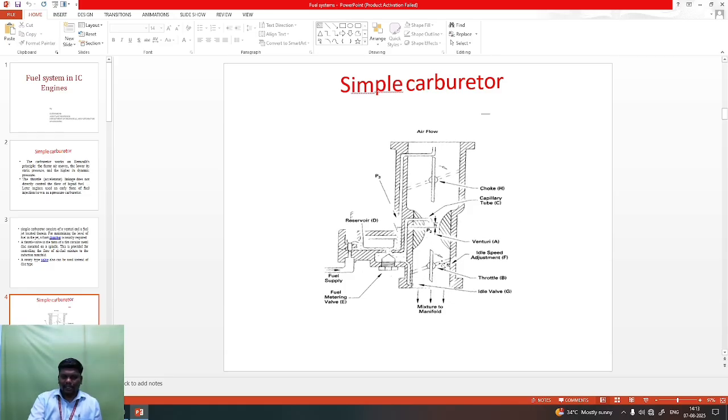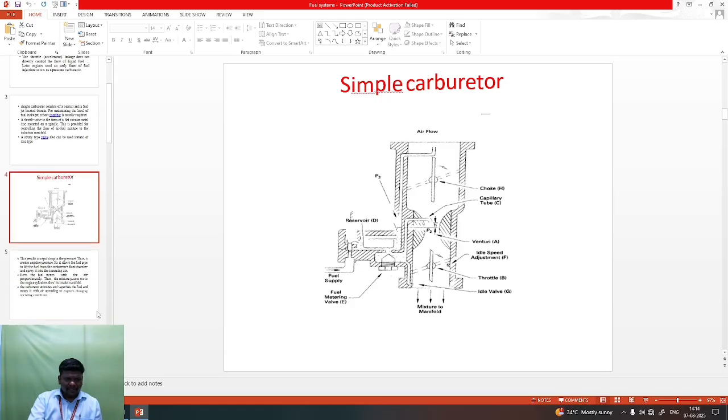After the air enters the throttle, the throttle is connected with the accelerator or idle speed adjustment. Whenever we accelerate, the throttle moves open. The throttle is in the form of a disc or round type. These are the basic principles. After the throttle, the air-fuel mixture enters the engine manifold.